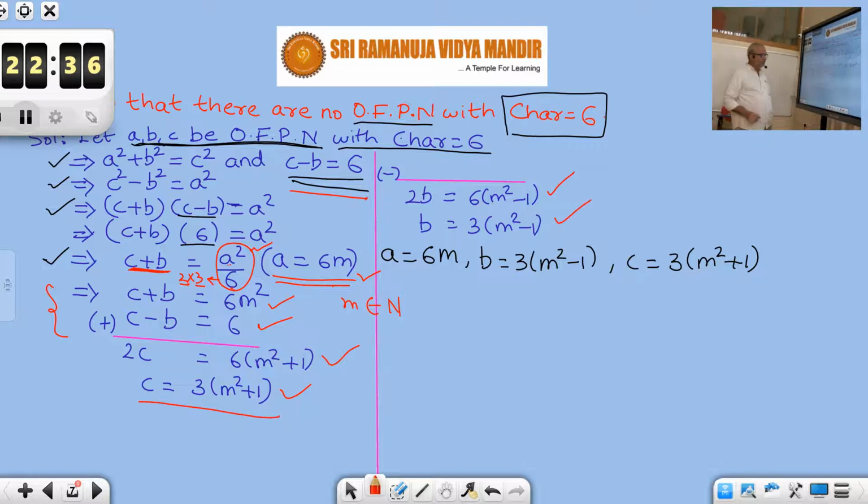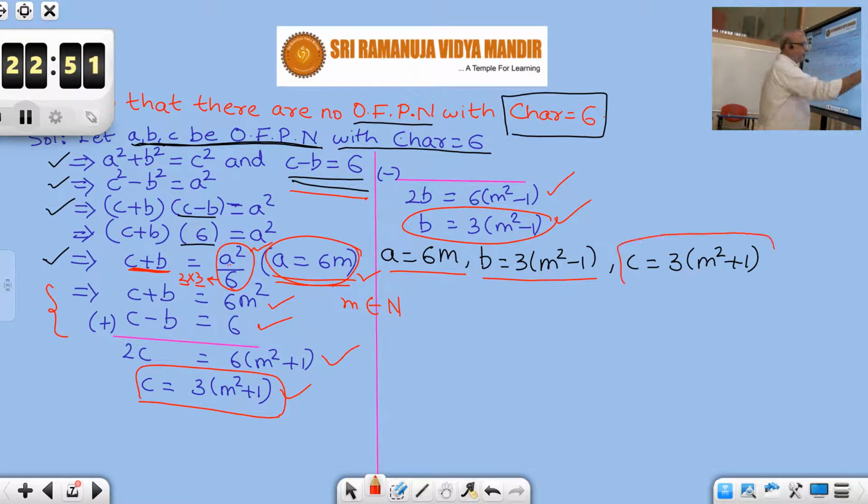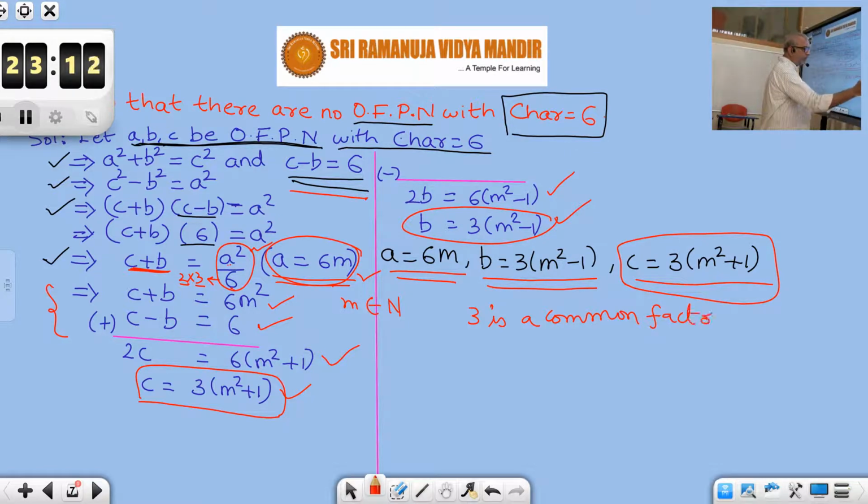Now what are the values of a, b, c? A is equal to 6m, b is equal to 3 into m square minus 1, and c is equal to 3 into m square plus 1. What do you notice here? 3 is a common factor. Therefore, they cannot be OFPN.